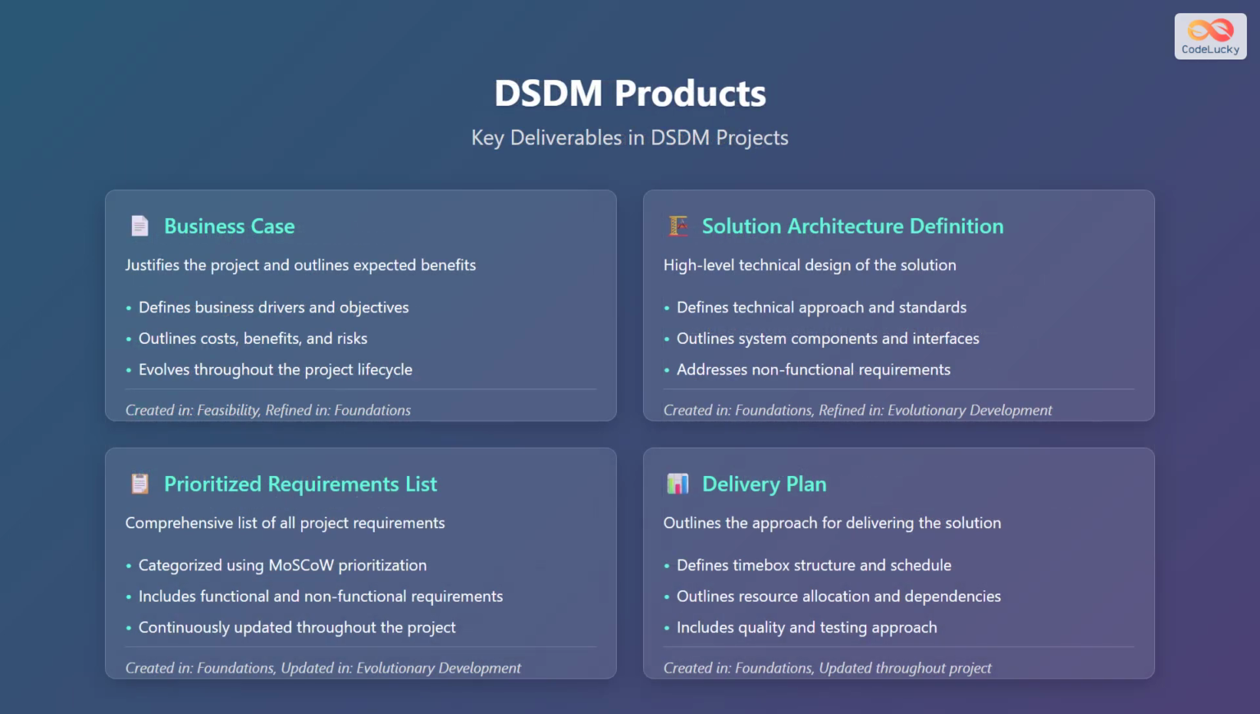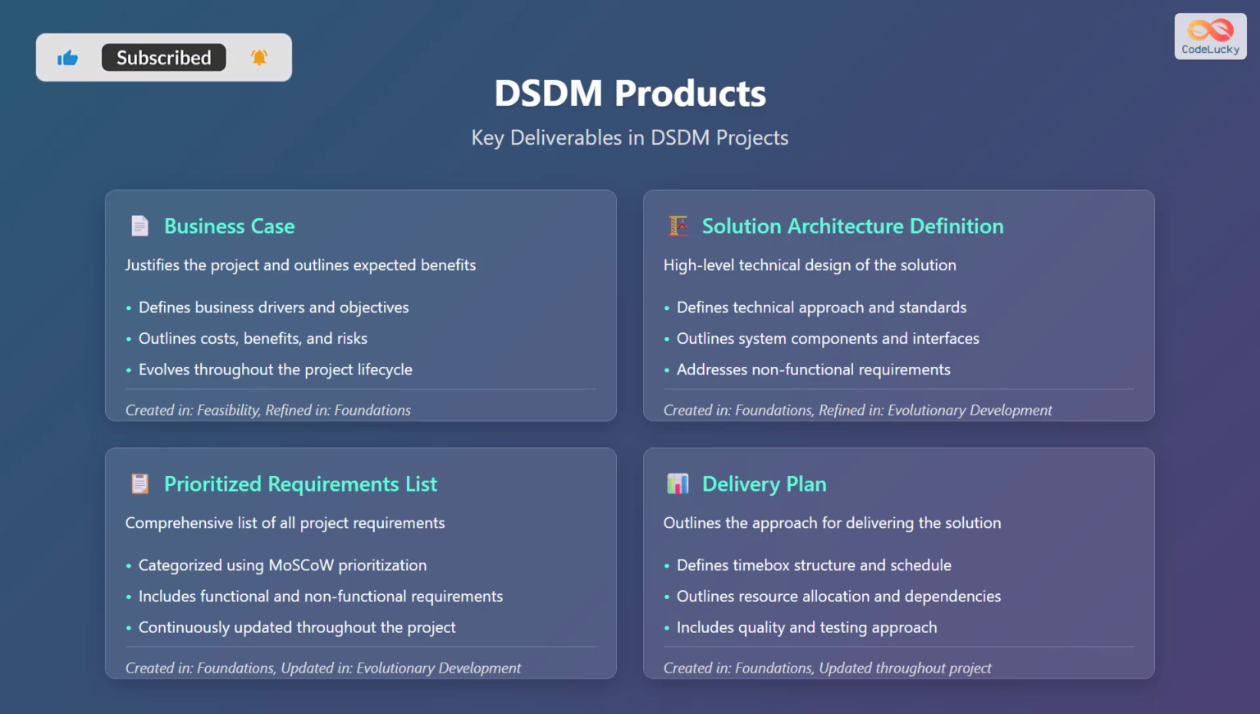Let's discuss the key deliverables in DSDM projects. The first product is the business case, which justifies the project and outlines expected benefits. It defines business drivers and objectives, outlines costs, benefits, and risks, and evolves throughout the project lifecycle. The business case is created in the feasibility phase and refined in the foundation phase.